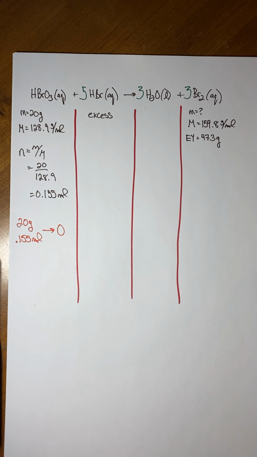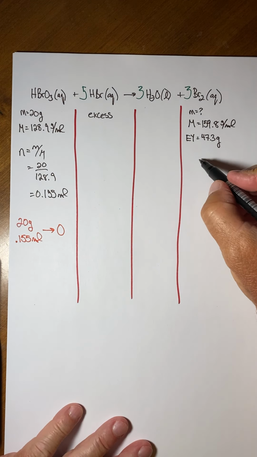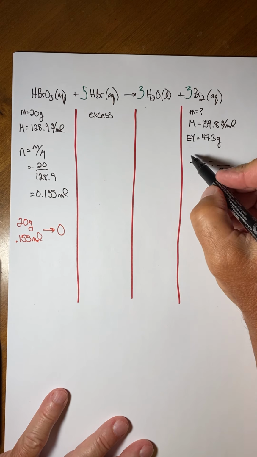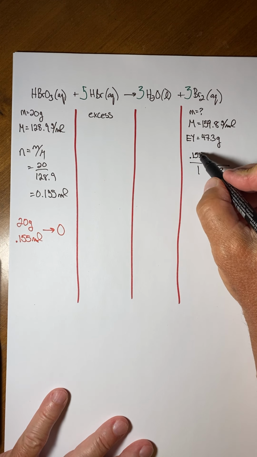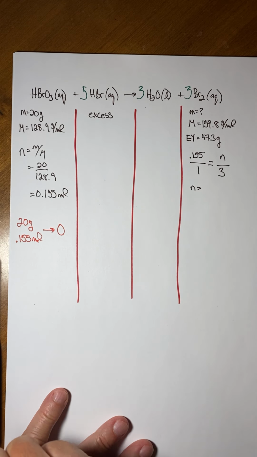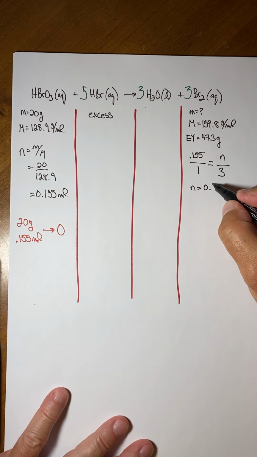Now, I have to do a mole to mole over to this column. So the original ratio is 1 to 3. Instead of 1 mole, I have 0.155. Need to find N. So I'm going to take my 0.155 times 3, and 0.465 moles is what I would make over here.